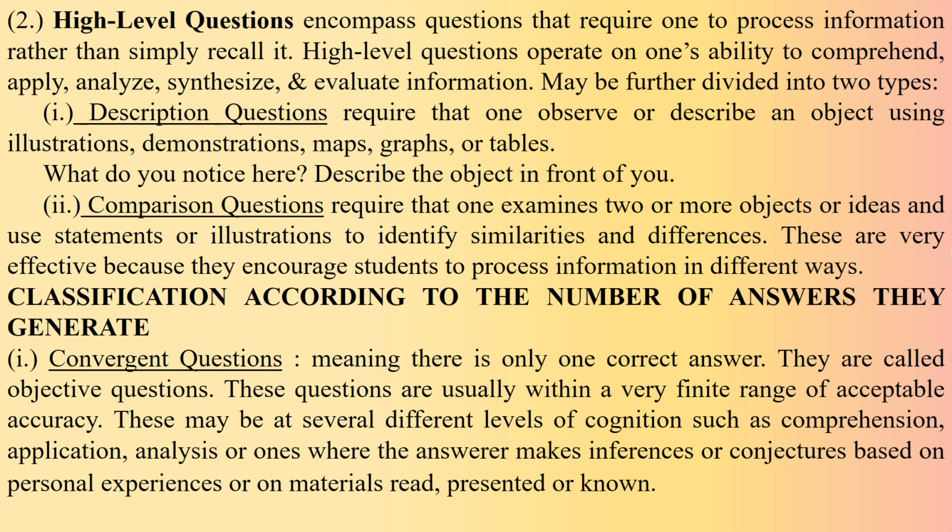Classification of questions according to the number of answers they generate. Convergent questions. Convergent questions mean there is only one correct answer. Convergent questions are sometimes called objective questions. These questions are usually within a finite range of acceptable accuracy. These may be at several different levels of cognition, such as comprehension, application, analysis, or one where the answer makes inferences or conjectures based on personal experiences or on materials read, presented, or known.